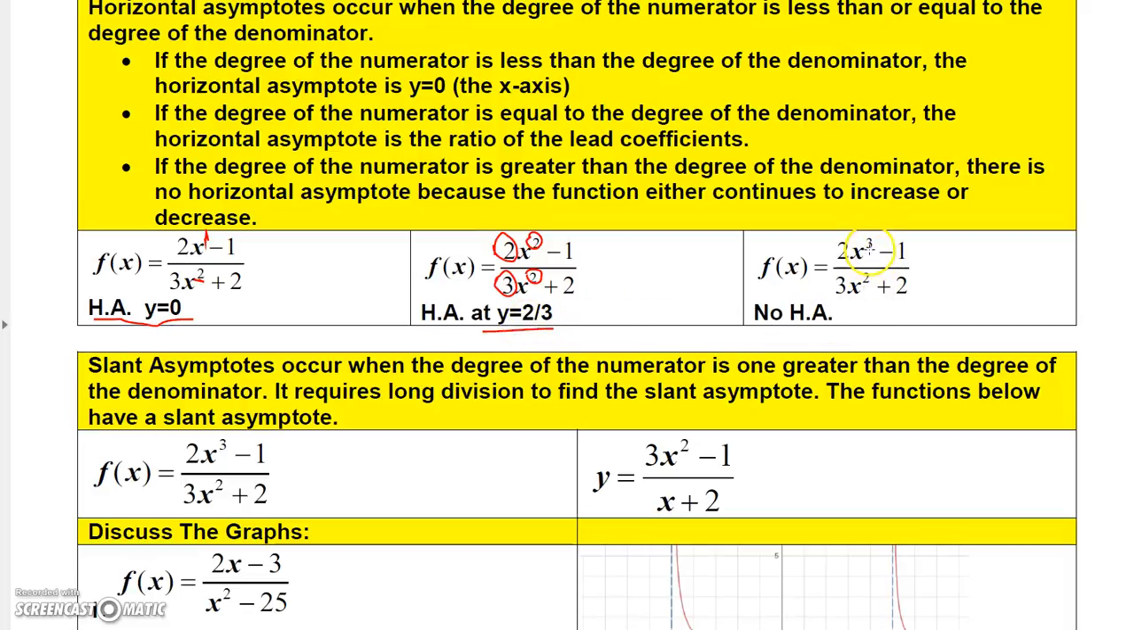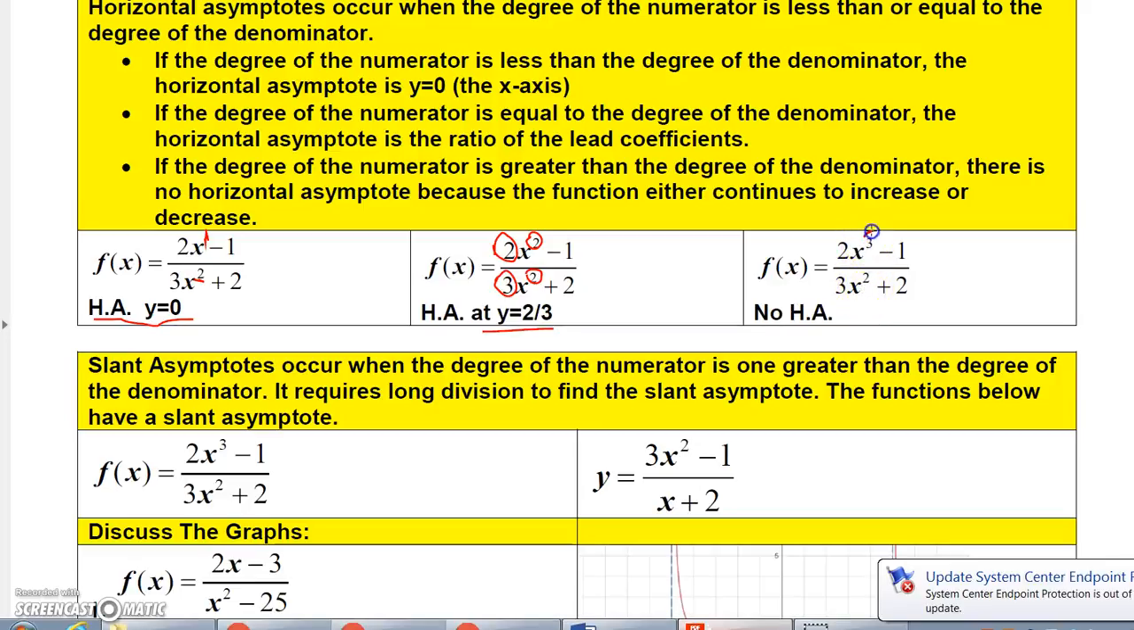Now, if the degree of the top is greater than the degree of the bottom, you actually don't have any horizontal asymptote. Here you have the degree of the top is 3 and the degree of the bottom is 2. So you have no horizontal asymptote for that one.